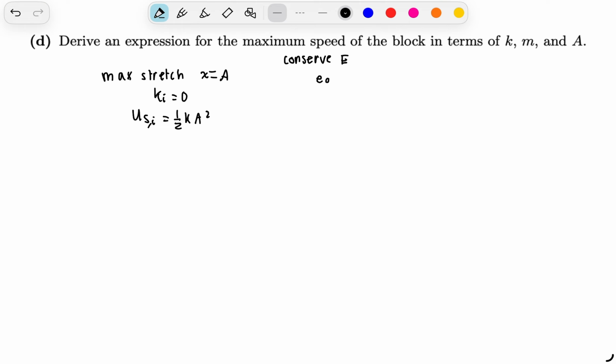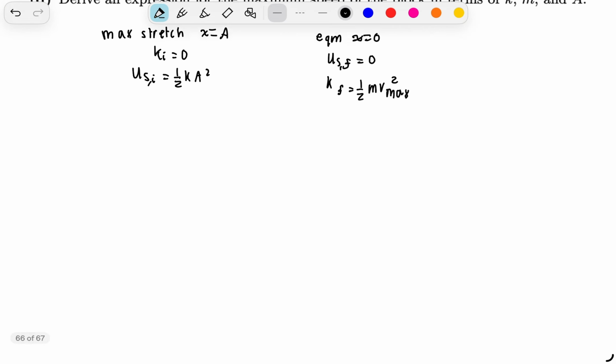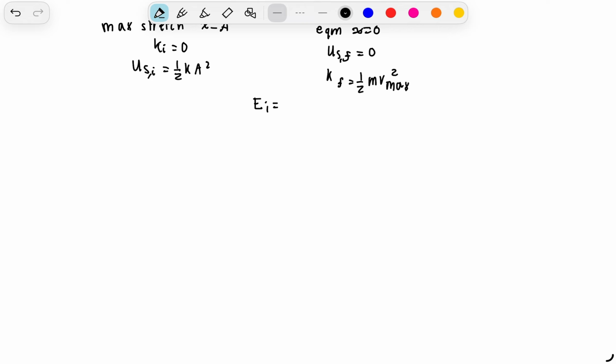When you are at equilibrium, x is equal to 0, your final potential energy is 0, and your final kinetic energy is 1/2 m v max squared. We set our initial equal to our final. So we can cancel out the 1/2. We get that k a squared is equal to m v max squared.